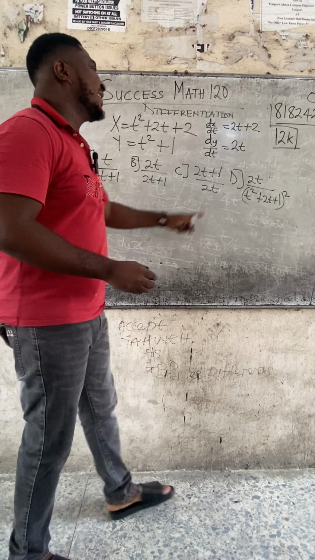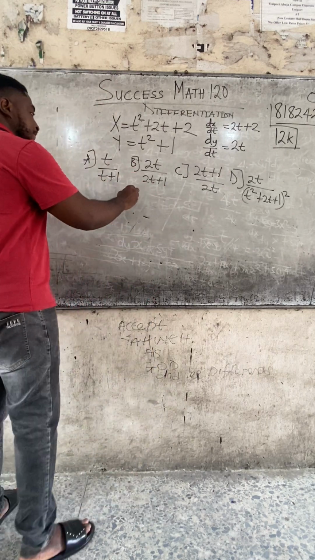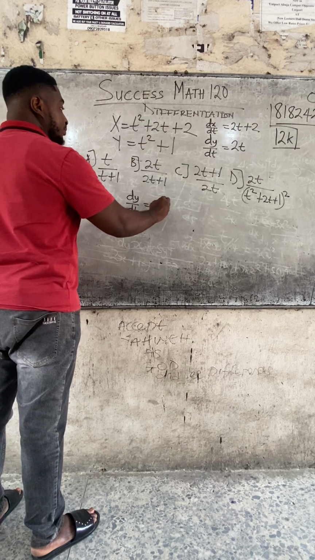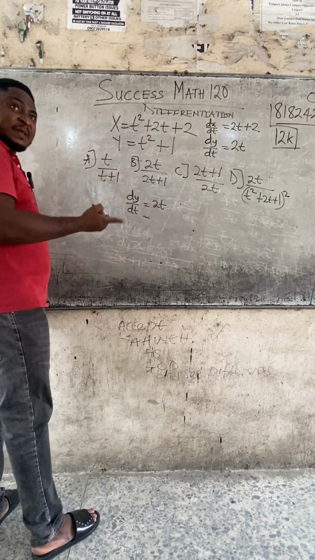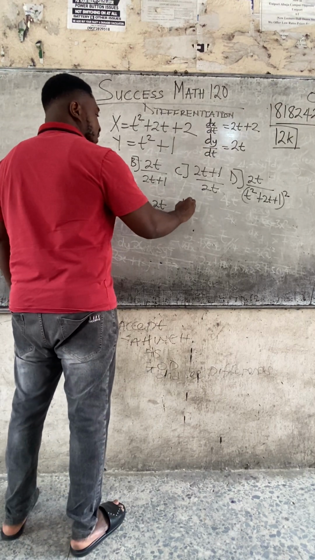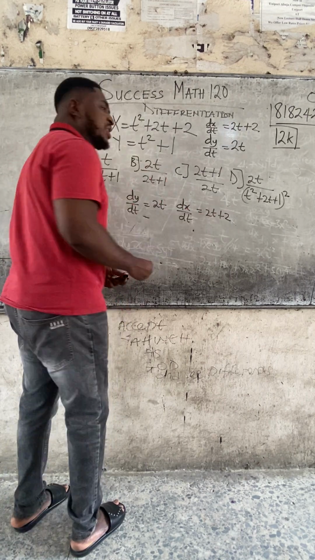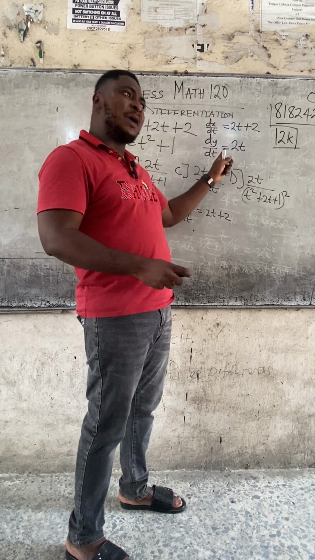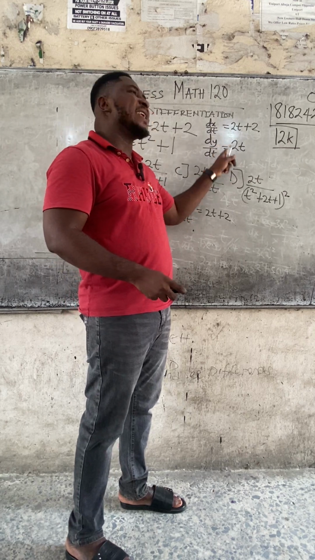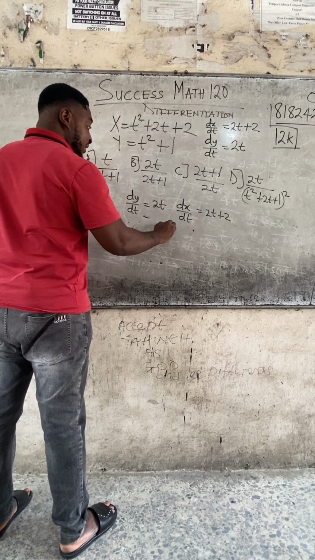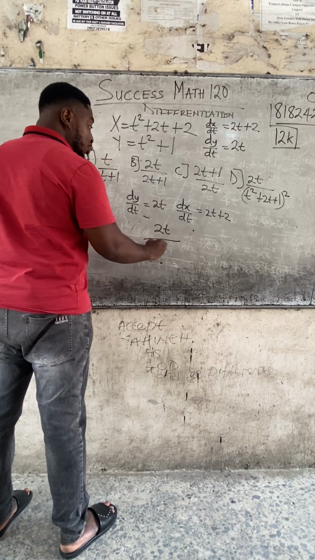Class, the dy/dt is 2t, right? And we all understand. I don't need to explain. The dx/dt is 2t plus 2. Class, note the instruction. Don't say dx/dt divided by dy/dt. It is dy/dt divided by dx/dt. So who is dy/dt? 2t. Divided by dx/dt, 2t plus 2.